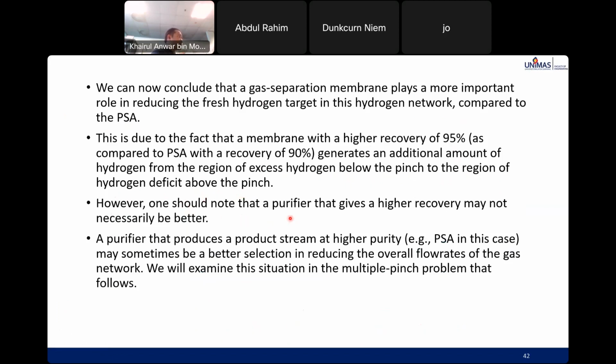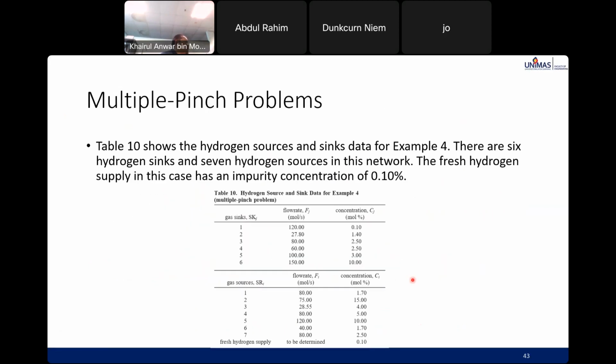However, one should note that a purifier that gives a higher recovery may not necessarily be better. For the next example after this, about the multiple pinch problem, a purifier that produces a product stream at higher purity, PSA in this case, may sometimes be a better selection in reducing the overall flow rate of the gas network. We'll examine this situation in the multiple pinch problem that follows.